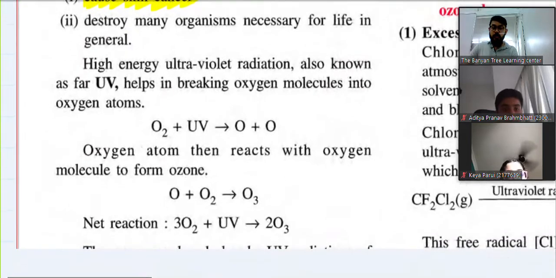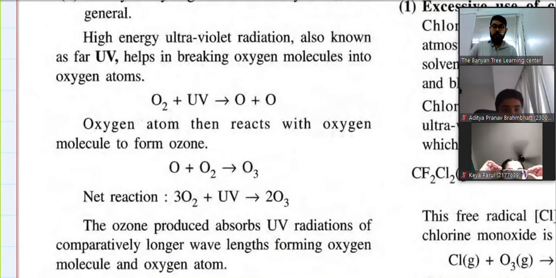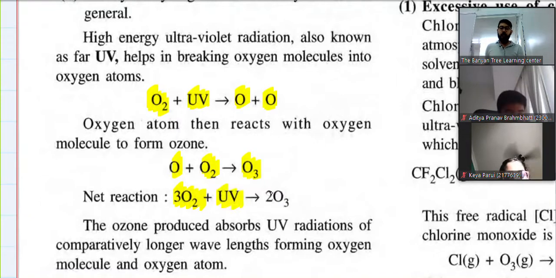High energy UV rays help in breaking oxygen molecules into oxygen atoms. So O2 is broken by UV into two oxygen atoms. These oxygen atoms separately react with an oxygen molecule to form an ozone molecule. So the net reaction is that three oxygen molecules are broken by UV and two ozone molecules are created.